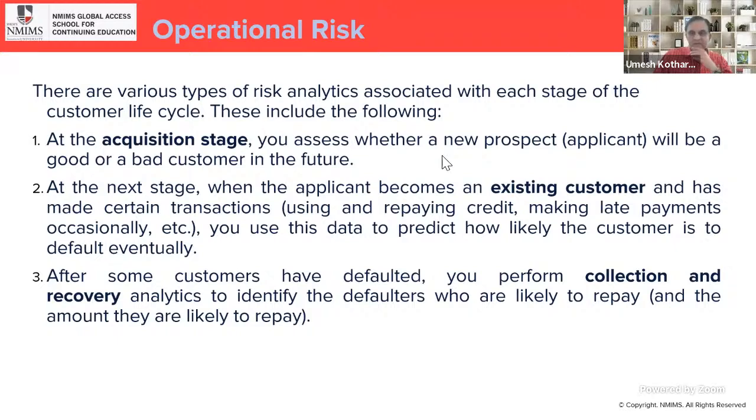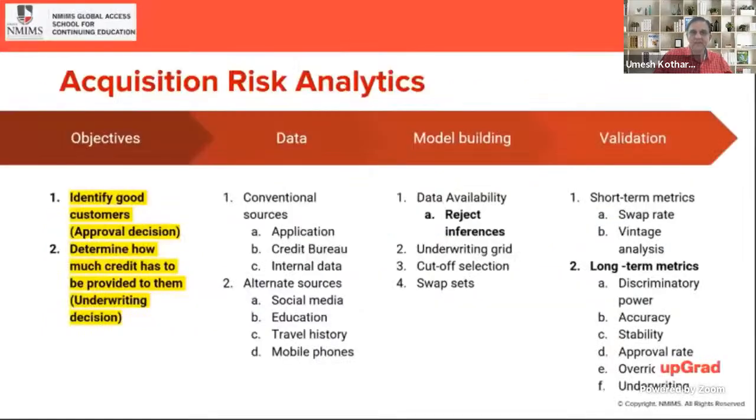So those are the different kinds of risks that you need to be worried about at the different stages of the customer life cycle. So when you are analyzing the records at the different stages, you have the objectives. At the acquisition stage, in the approvals that you want to do, you want to make sure that you are getting a healthy set of customers and not a problem.